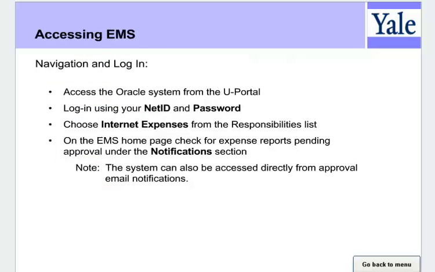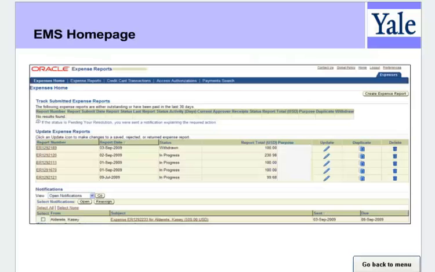Logging into EMS is simple. You will access it from the U portal and use your NetID and password. Then choose Internet Expenses from the menu within the application. When you log in, you will check for expense reports that are awaiting your approval. After logging into EMS, the Expenses homepage displays. From here, you can create an expense report, track submitted reports, update a report, and view notifications. The notifications section is where, as an approver, you will see expense reports that need to be reviewed and approved.